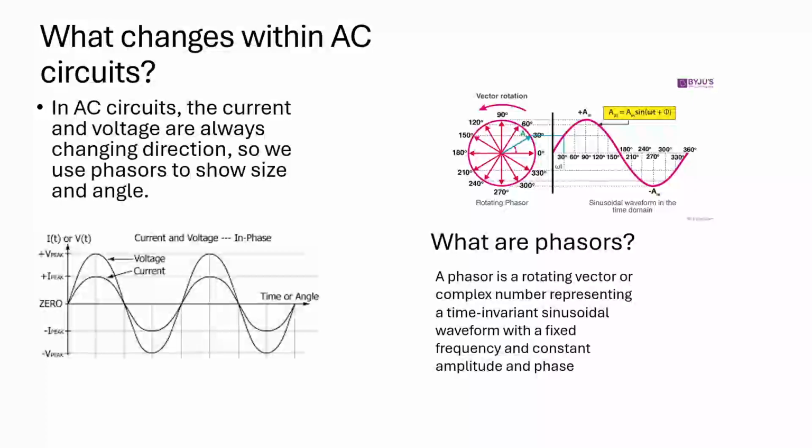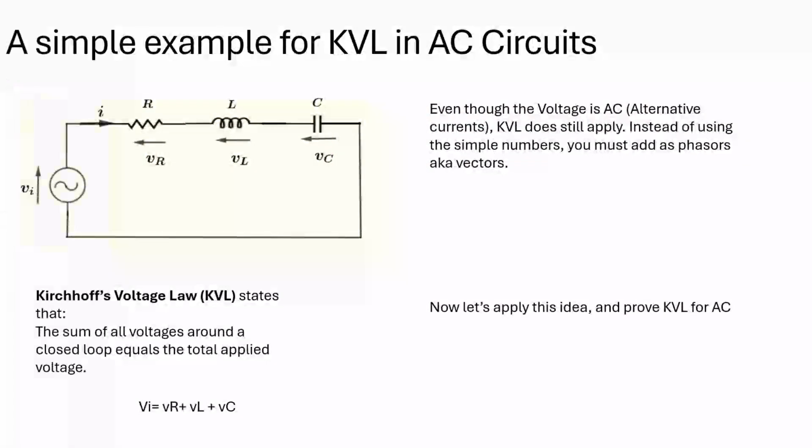What are phasors? A phasor is a rotating vector or complex number representing a time-invariant sinusoidal waveform with a fixed frequency, a constant amplitude and a constant phase. As you can see here, we have a simple RLC circuit with an AC voltage source. KVL does still apply, but you just have to add them as phasors, aka vectors.